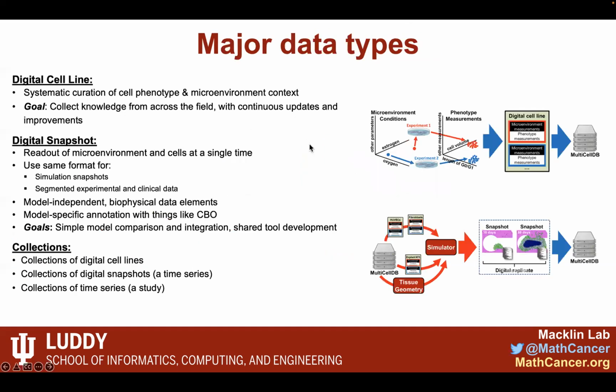And so MultiCellDS came up with a handful of data types through a couple of years of coalition meetings, saying, first of all, and this is very similar to what HuBMAP is doing now, so I'm going to actually skip to the second bullet point here, a notion of a digital snapshot. For a given tissue, whether it's a simulated tissue or real tissue, you're going to have some spatial structure, and you could segment it and find all the different cells. You might be able to identify all the different cell types and spatially annotate those.